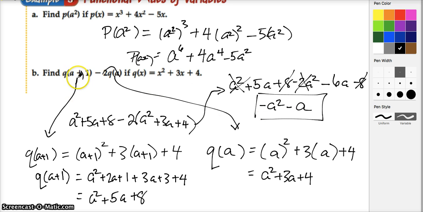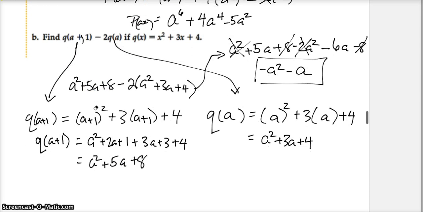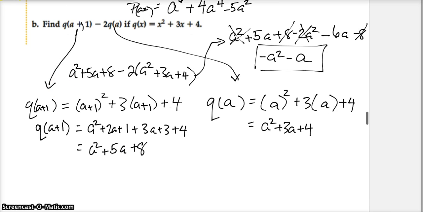So look what we did. We rewrote the blank spaces to figure out what the value of q of a plus 1 was and q of a. Then when we found those two values, we literally just substituted into the expression in order to write down what the value is of this whole thing. Is that all right? I hope so. Let me know if you have any questions. I'll happily answer them. And let's look at our next example.